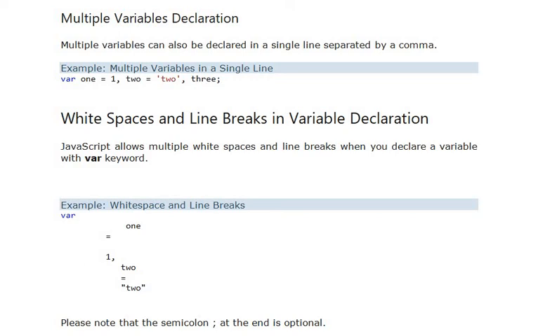JavaScript allows multiple white spaces and line breaks when you declare a variable with var. Look at the example. So we have white space and line breaks. Observe clearly: the semicolon at the end is optional here.